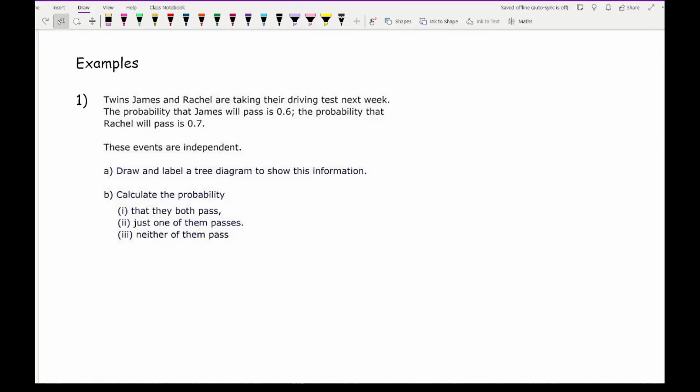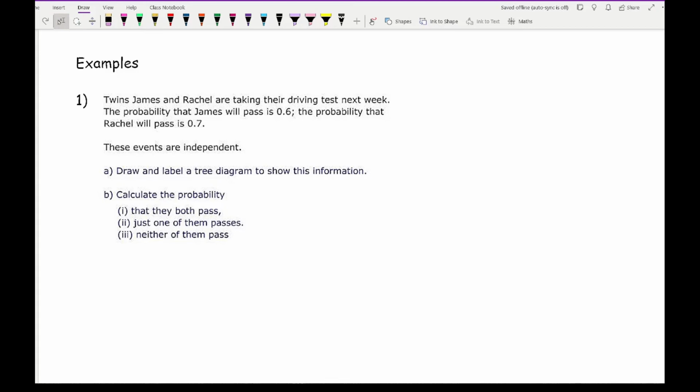So let's have a look at a few examples. This question says that twins James and Rachel are taking their driving test next week. The probability that James will pass is 0.6. The probability that Rachel will pass is 0.7. And these events are independent. What that basically means is that the chances of Rachel passing are not going to be impacted by James. One person isn't going to stress the other out, or give them hope. They are two completely separate tests.